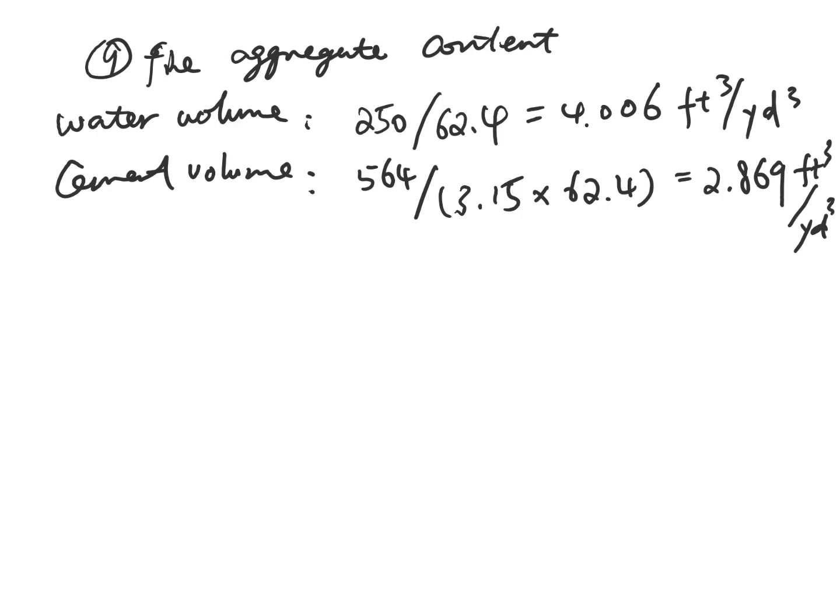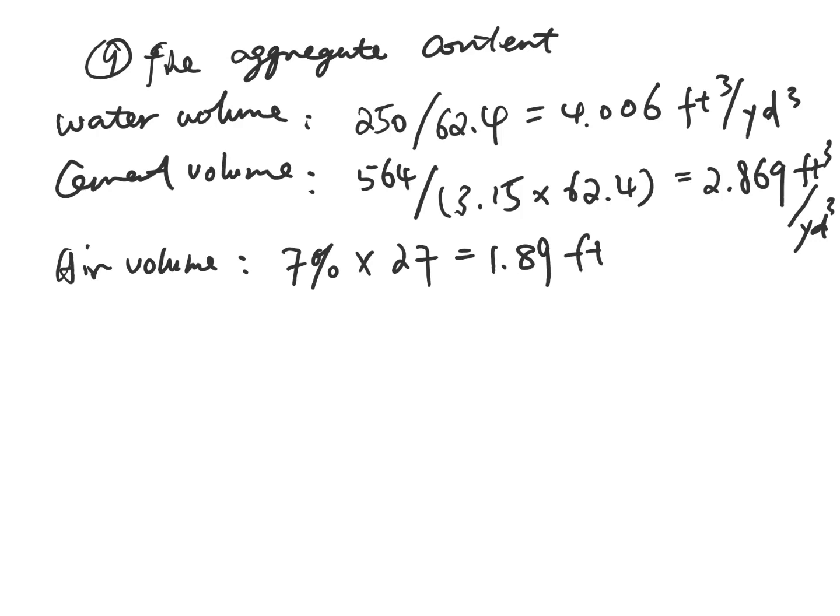And then we need to calculate the volume of air content. So air volume, we know that the air content is 7% of the total volume. So the total volume is 27. So the volume of air, if you calculate this value, it's 1.89 cubic foot of air per cubic yard of concrete.